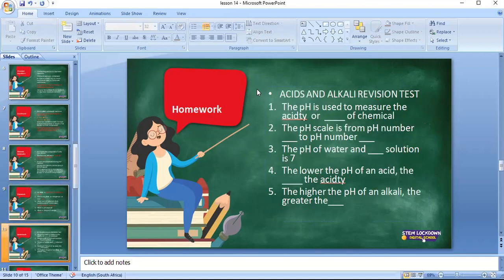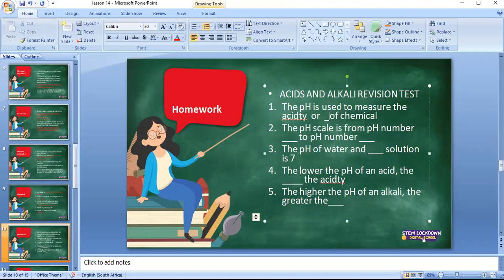So as it's an alkaline revision test, let us do it in class again. Are you there, Unkabetsi? Yes, I am there. I don't want to be alone in this classroom. It's too big for me. The pH is used to measure the acidity or basicity of a chemical. Acidity or basic of chemicals. How are they basic?